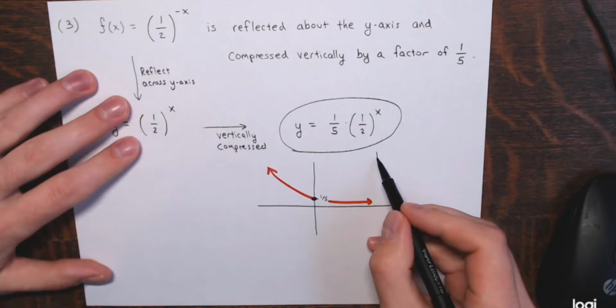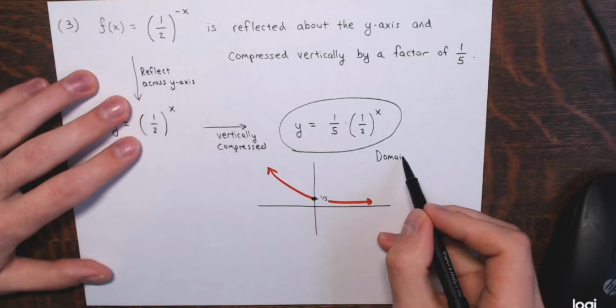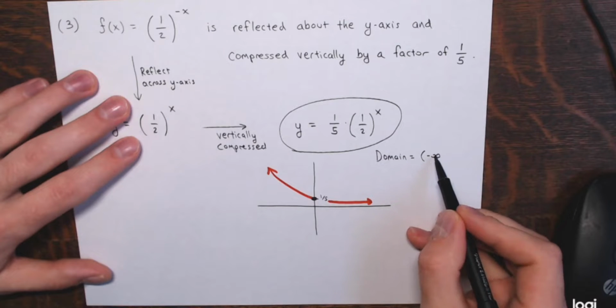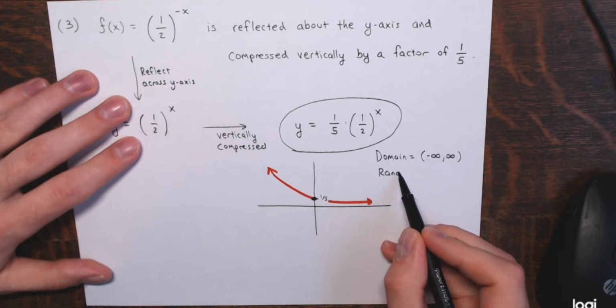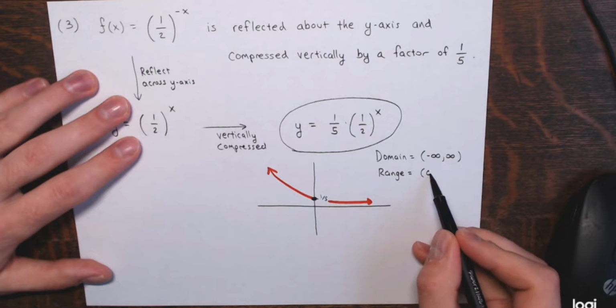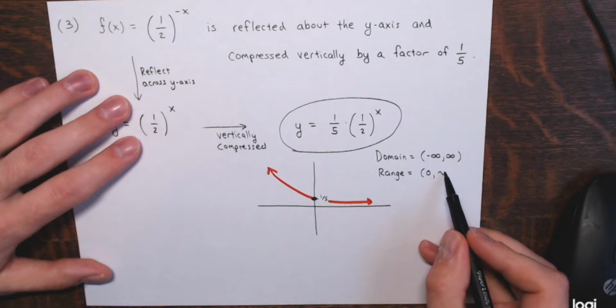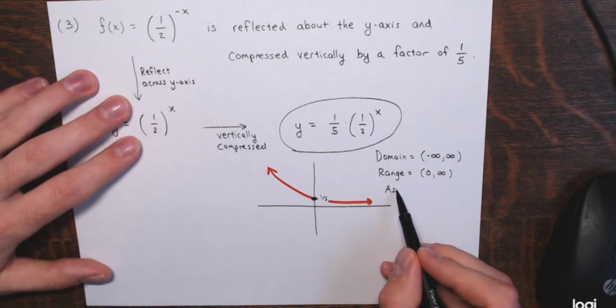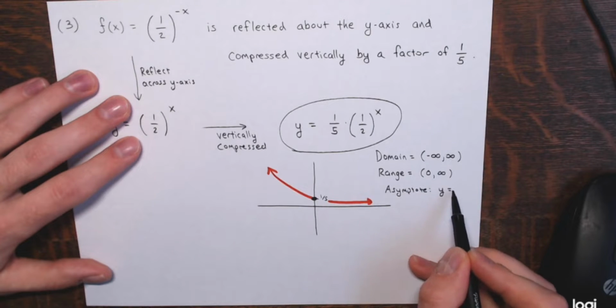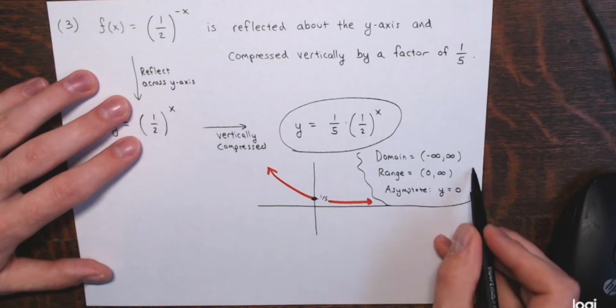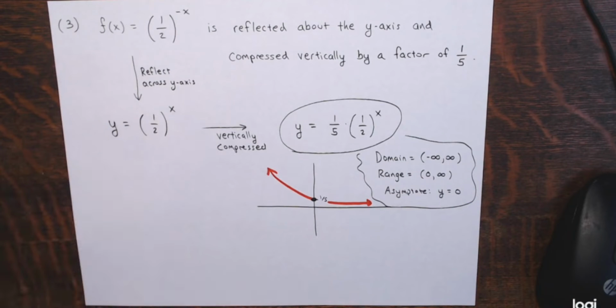And domain, all real numbers, right? Like for any exponential function. The range, all positive numbers, right? Everything above 0 is an output. And the asymptote is the x-axis, right? Y equals 0. And that's all they wanted from us. Alright, so I've got just one more of these with the descriptions, and then we got some other ones where we're actually graphing ourselves afterwards.